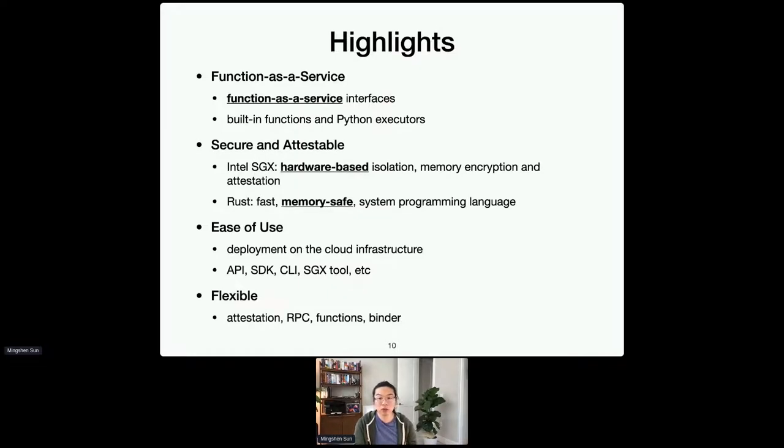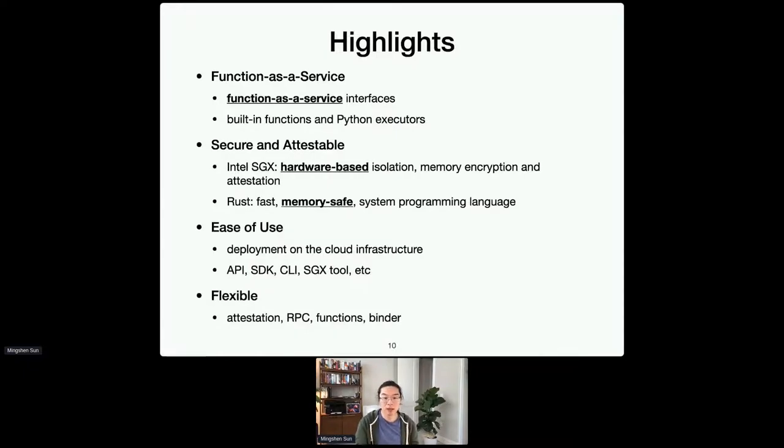Secondly, for security, we adopt multiple security technologies to enable secure computing. In particular, we use Intel SGX, which provides hardware-based isolation, memory encryption, and attestation. And also, to have a memory-safe platform, we use the Rust programming language to provide a fast and memory-safe development environment. Rust also gives us a very strong type system to avoid bugs like type confusion. From the usability perspective, we build many APIs, SDKs, documentation, CLI, and tools. We also have documents to help you deploy on cloud infrastructure, like Microsoft Azure confidential computing VMs.